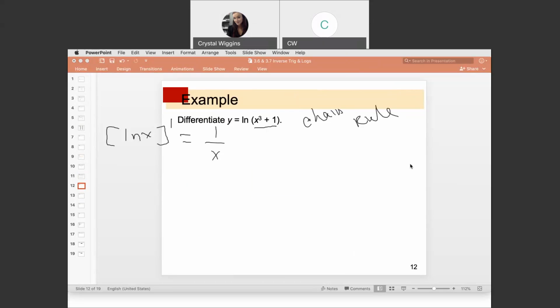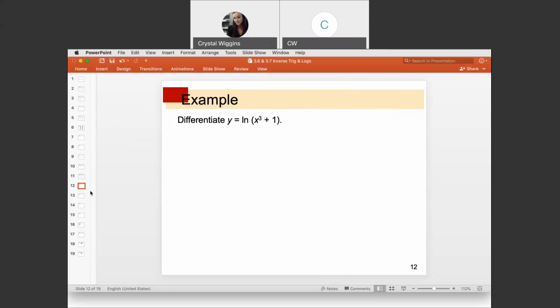So the outside function, which is the natural log, we will handle first. The derivative of the natural log is 1 over whatever is inside. And then the chain rule says to then multiply by the derivative of what's inside, which is 3x squared plus 0, because the derivative of a constant is just 0.